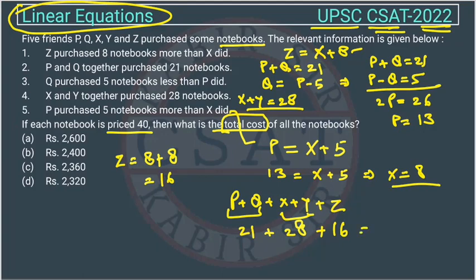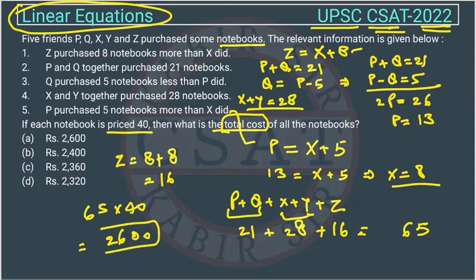So how many notebooks in total? 21 plus 28 plus 16 is 65. And each notebook costs 40 rupees, so we will multiply 65 into 40. So what will this be? 4 5s are 20, 4 6s are 24 and 2 is 26. So the answer is 2600. So option A is the right answer.